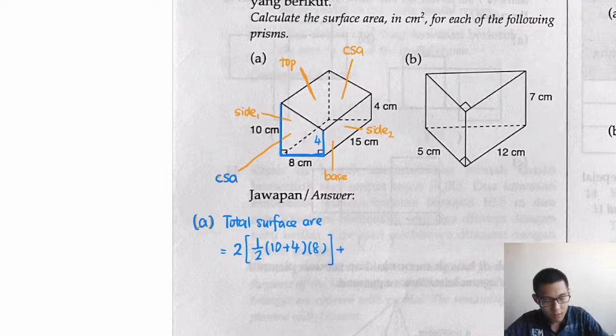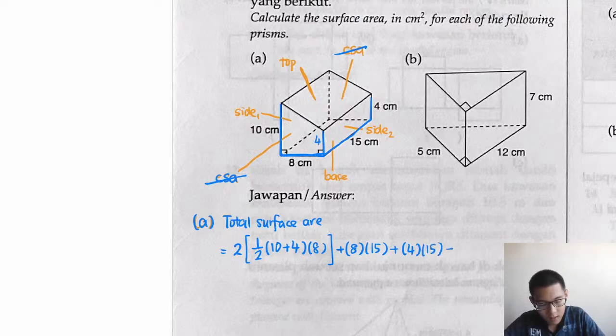And then next we try to calculate this one. After done, you cross it, so next we try to find the base. Base is 8 times 15. Okay, a rectangle, 8 times 15. And then we also have the side 2, 4 times 15. Another one we have 10 times 15.